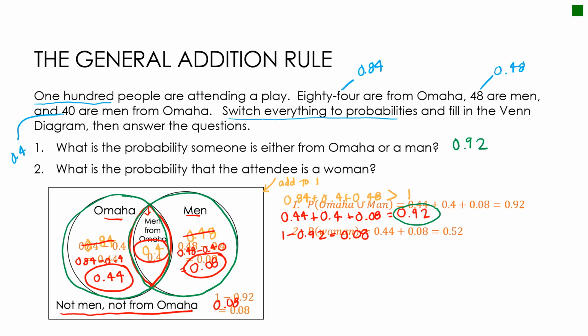So again, notice I didn't add the 0.84 and the 0.48. I added the values on my Venn. Second, what is the probability that the attendee is a woman? So that would be people who are from Omaha but didn't fall in that men from Omaha category, and people who are not men, which means women, and not from Omaha. So I would take 0.44 plus 0.08, and I would get 0.52. So that's one example where we could use a Venn diagram.